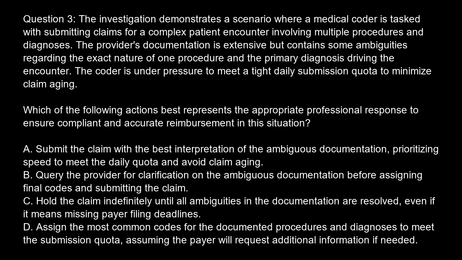Option A. Submit the claim with the best interpretation of the ambiguous documentation, prioritizing speed to meet the daily quota and avoid claim aging. Option B. Query the provider for clarification on the ambiguous documentation before assigning final codes and submitting the claim. Option C. Hold the claim indefinitely until all ambiguities in the documentation are resolved, even if it means missing payer filing deadlines. Option D. Assign the most common codes for the documented procedures and diagnoses to meet the submission quota, assuming the payer will request additional information if needed.